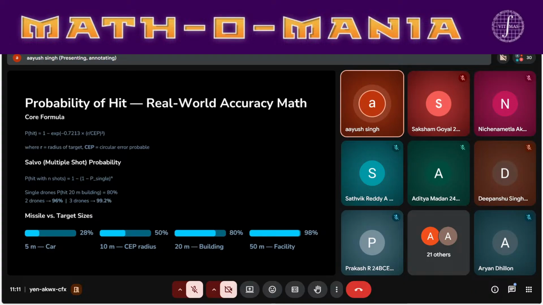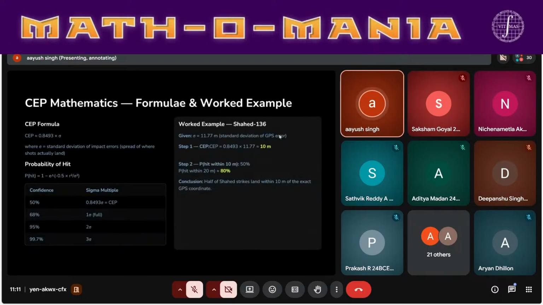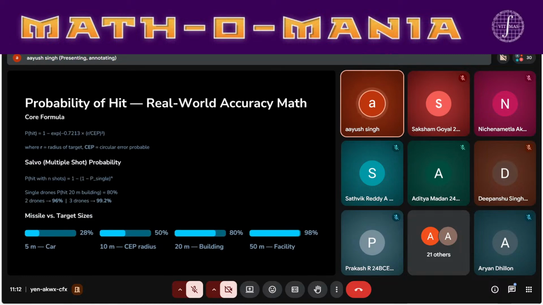Now let us see missiles versus target sites. We have done it for several other distances as well. For a 5-meter car, the probability comes out to be 28%. For a 10-meter range, which is the CEP radius in this case, it comes out to be 50%. For a 20-meter building, it is 80%. And for a 50-meter facility, it could be a factory, a nuclear site or an army base, it is around 98%.